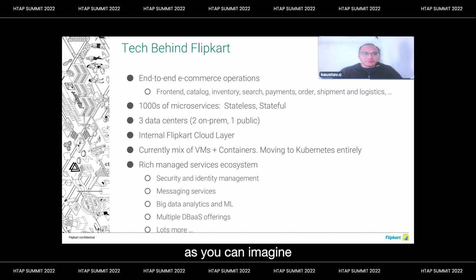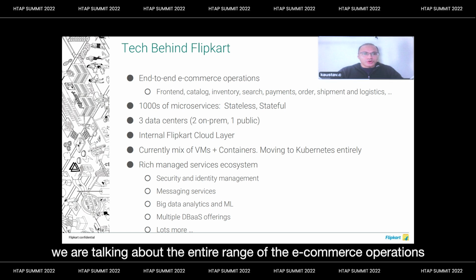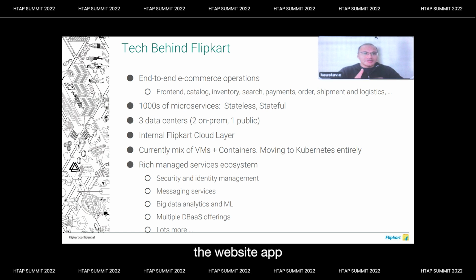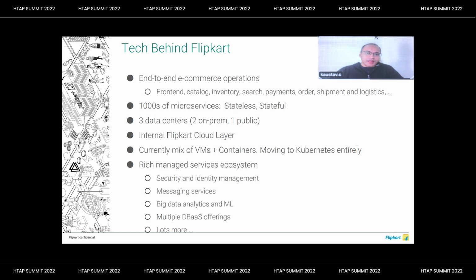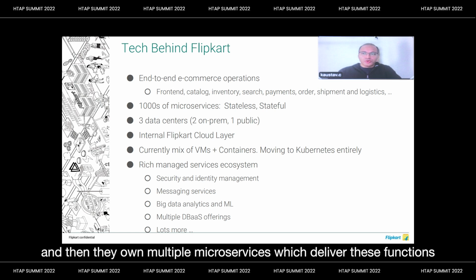Now, definitely, as you can imagine, there is a lot of tech behind all of this. So when we are talking about Flipkart, we are talking about the entire range of the e-commerce operations. That includes the front end, the website, app. Then definitely there is a catalog, there is inventory, search, payments, order, shipments, logistics. Those are all the obvious ones that come to mind when we think about an e-commerce company. But there is a lot more than this. And these functions really are business units within Flipkart. And these have teams and sub-teams, and then they own multiple microservices which deliver these functions.